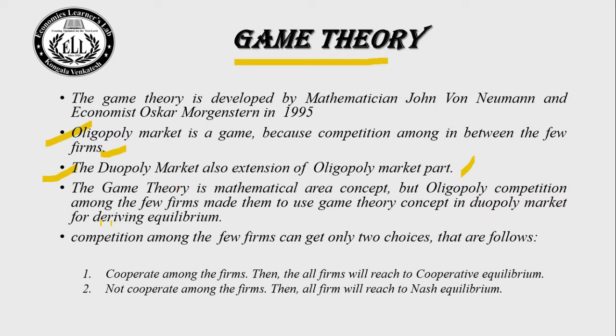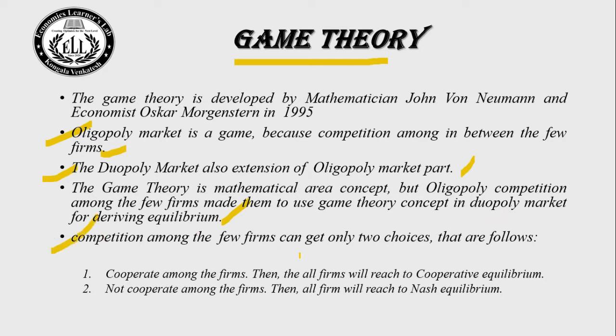Game theory is a mathematical concept, but competition among the few firms in an oligopoly made economists use game theory concepts in the duopoly market for deriving equilibrium. It means game theory is actually a mathematical concept, but oligopoly market competition made economists use these game theory concepts in the duopoly market for deriving the equilibrium level.